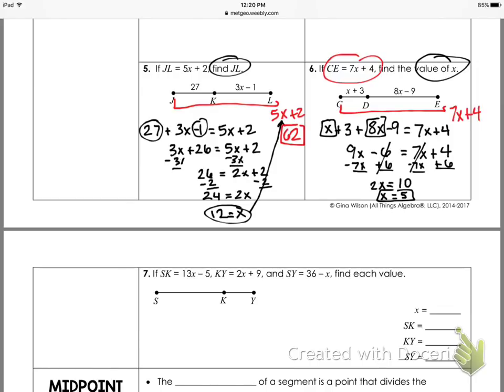Number 7 is going to be a great one for you to try on your own. So go ahead and do that, and we will discuss this as a class.